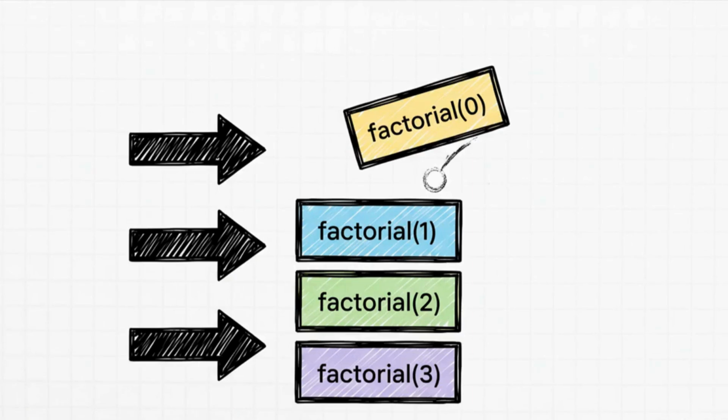But once the base case, factorial of 0, is finally hit, the whole process reverses. Its frame gets popped off the top of the stack as it returns its value. Now the frame underneath it has the answer it was waiting for, so it can finish its own calculation, and then it gets popped off too. This unwinding keeps happening all the way down until the original call, factorial of 3, finally gets the final answer.